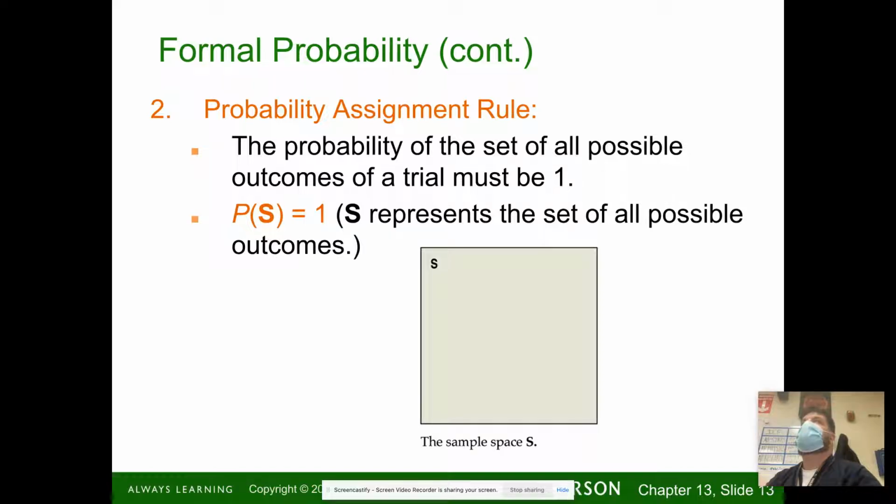And then we can organize the possible outcomes in the sample space, but the probability of everything in the sample space has to add up to 1. In other words, this is 100% of all the events or possible outcomes. Okay?